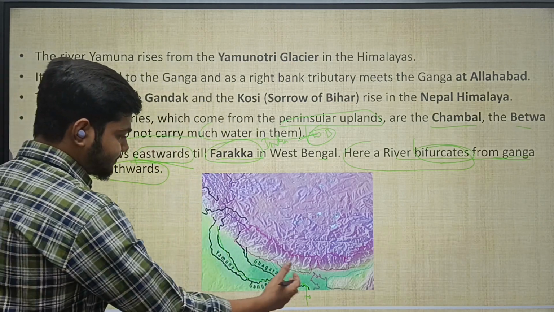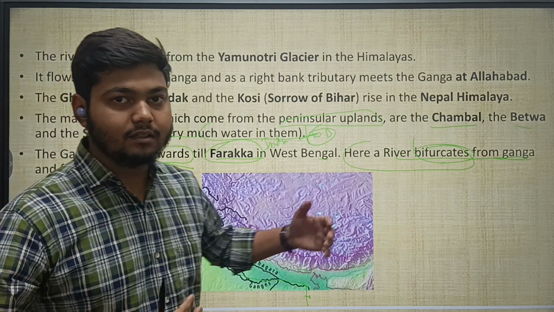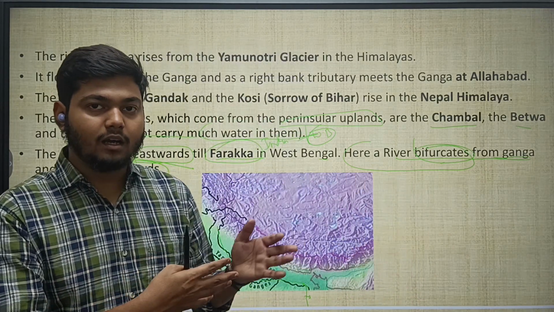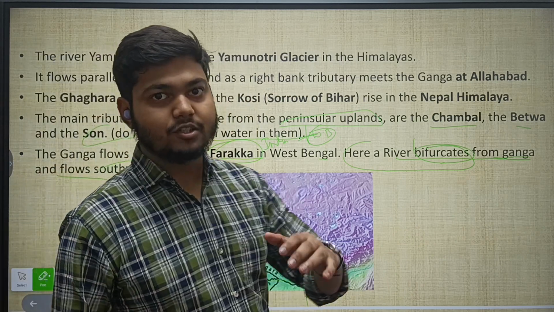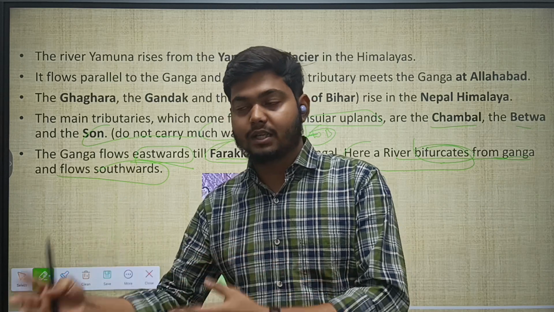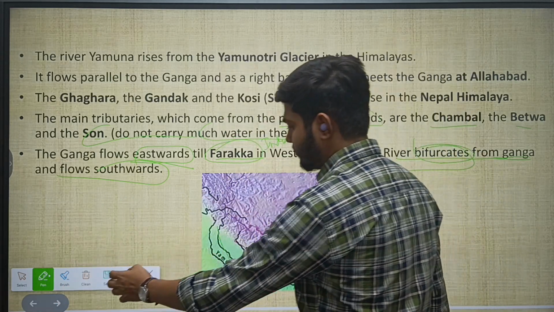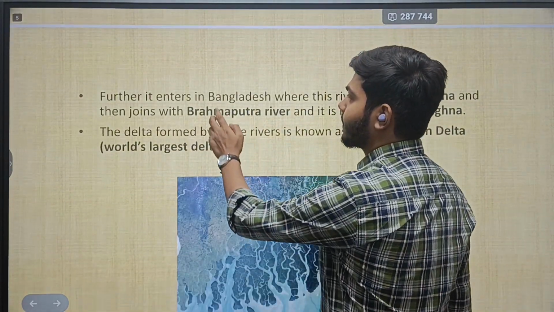And after then what? After reaching Farakka, the Ganga enters Bangladesh. And in Bangladesh, the river Ganga is called Padma river. Okay, so let's move to the next slide. We will see these things in the next slide.